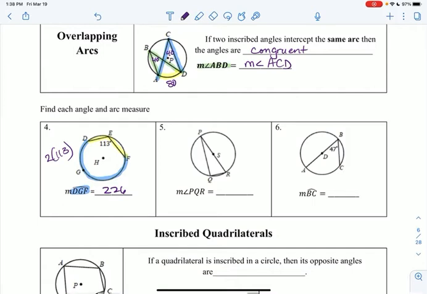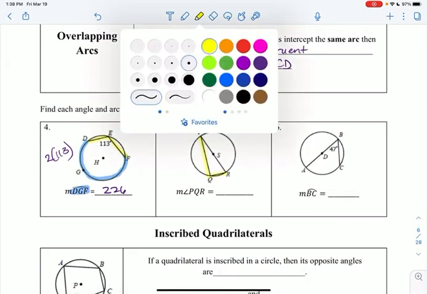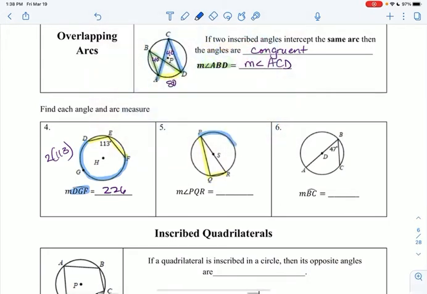Angle PQR. All right, so I'm going to highlight that again. PQR in yellow. Well, it matches up with this arc, and that arc is half of a circle. So the arc is 180 degrees. That makes that angle 90 degrees.